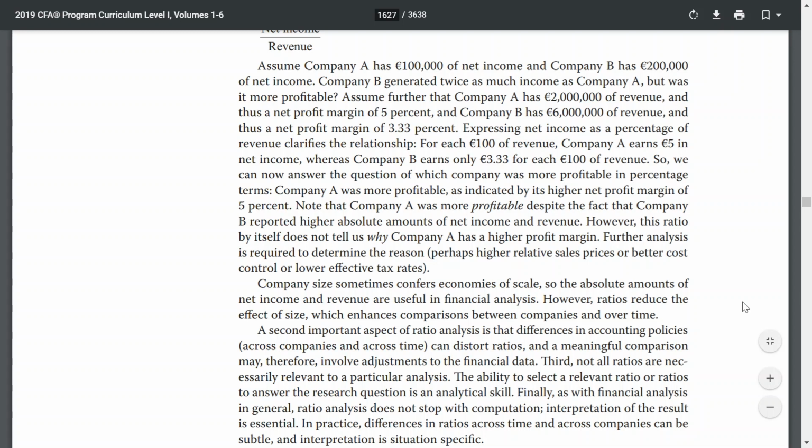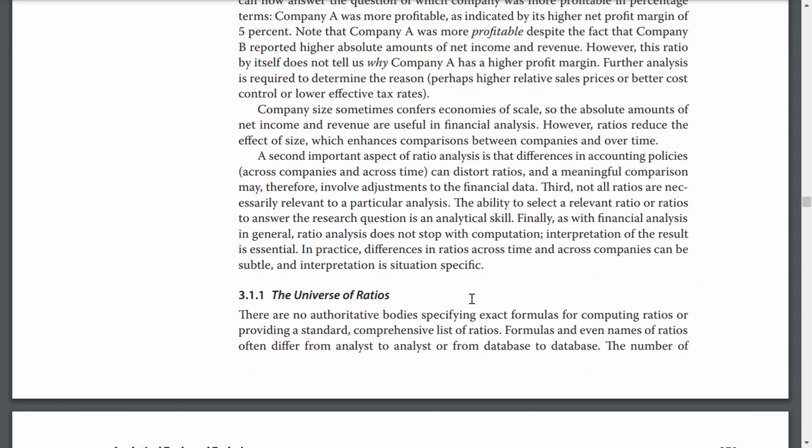Company size sometimes confers economies of scale, and so absolute amounts of net income and revenue are useful in financial analysis. However, ratios reduce the effects of size, which enhances the comparisons between companies and over time. The second important aspect of ratio analysis is that differences in accounting policies can distort ratios, and a meaningful comparison may therefore involve adjustments of financial data.